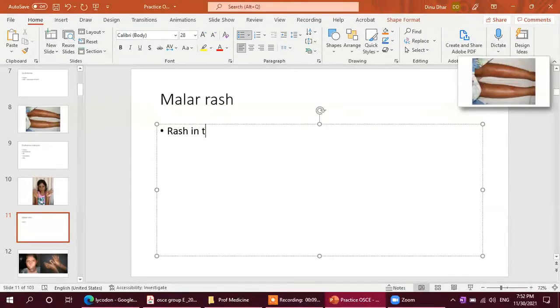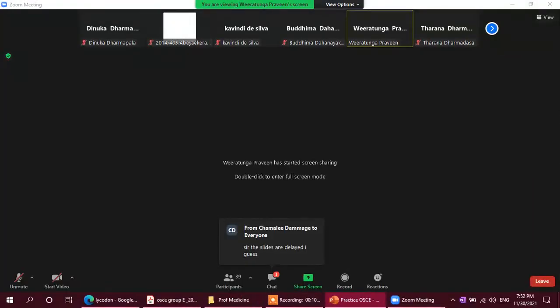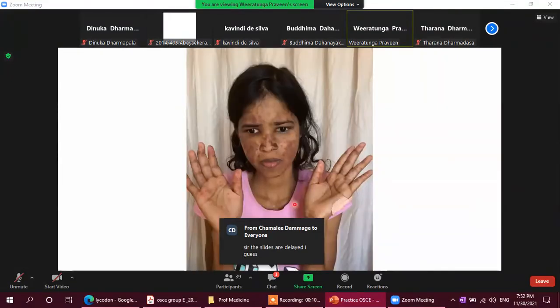Okay, SLE. Somebody has said erythema multiforme. I said erythema multiforme mainly as a drug eruption, right? That is the main cause. So this is SLE.